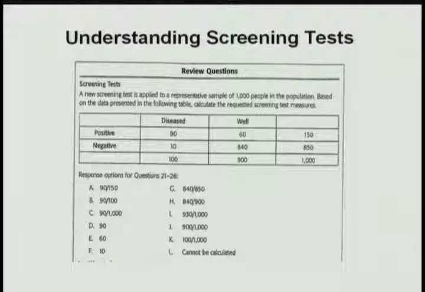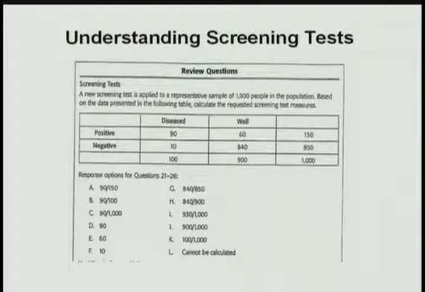25. What is the number of false positive test results? Well, all the positives must be on the top row. And since we said the true positives were 90, the false positives, what's left over, must be 60. The answer here is E in terms of the false positives.